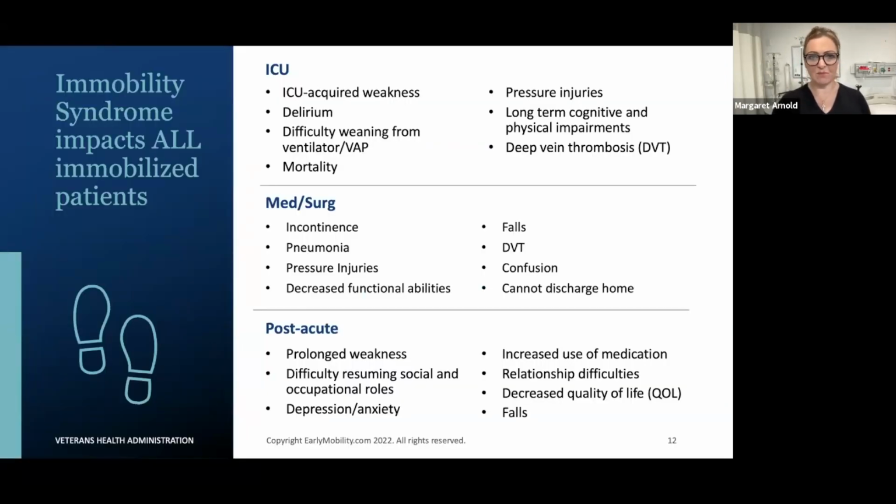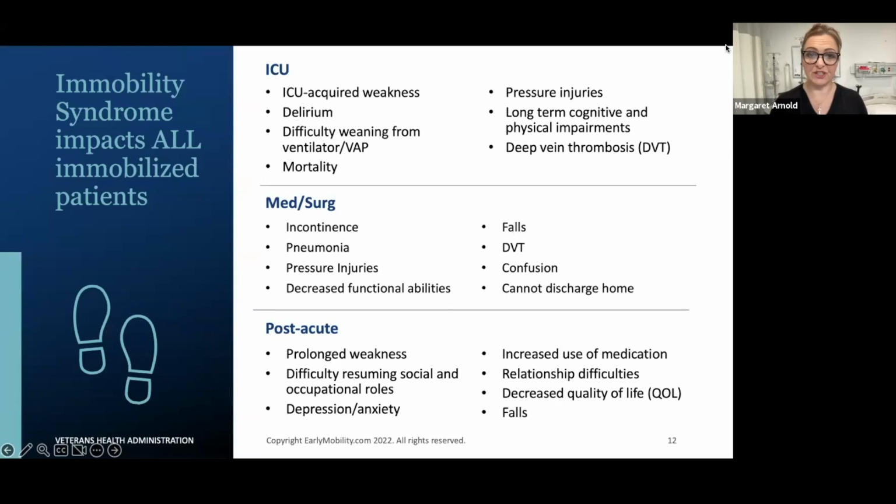We know that immobility syndrome impacts all immobilized patients, whether they are in the ICU or in our med-surg unit or our post-acute care. We have ICU-acquired weakness, delirium, difficulty weaning from a ventilator, increased mortality, pressure injuries, long-term physical and cognitive impairments, as well as thrombotic events, deep vein thrombosis, and long-term circulatory problems.